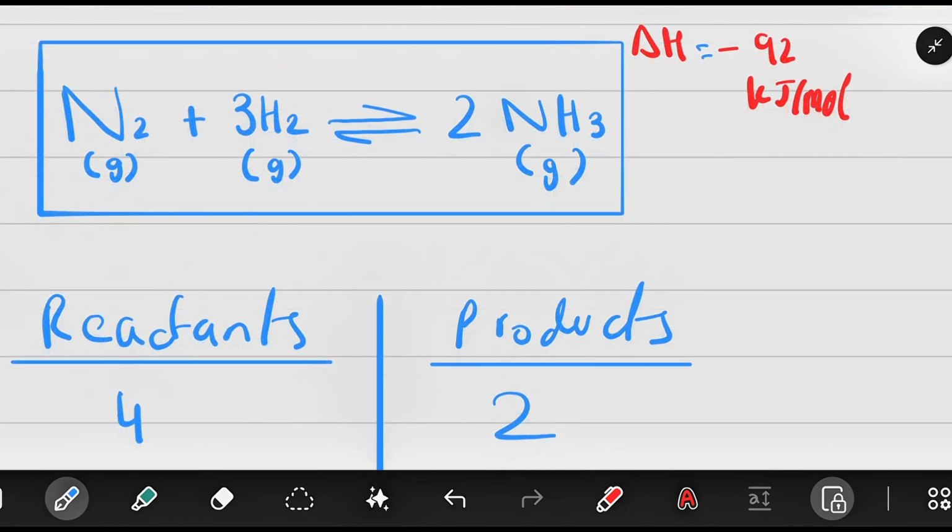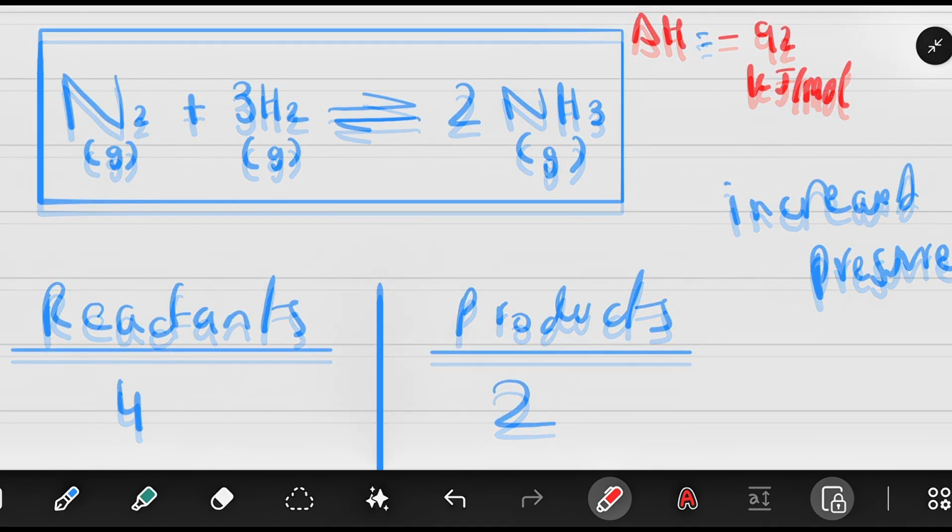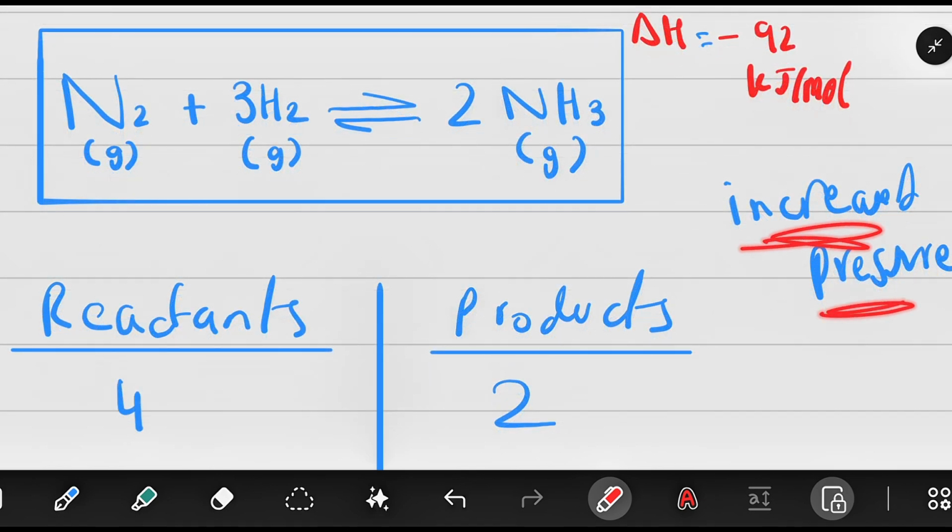Now let's just say that I increased the pressure of my reaction mixture, right? The concept is that the equilibrium in this case will shift to the right, because fewer moles of gas are present on the product side, right? Now you may ask why. Because whenever we increase the pressure, to counteract that change, the equilibrium mixture will have to shift to the side with the least number of particles to overall reduce the pressure, right?